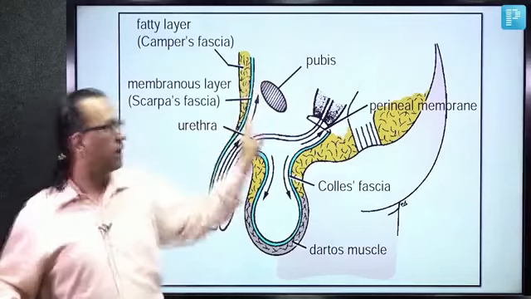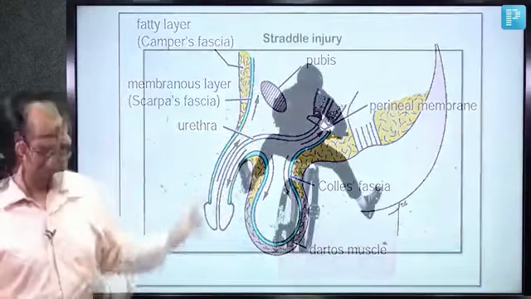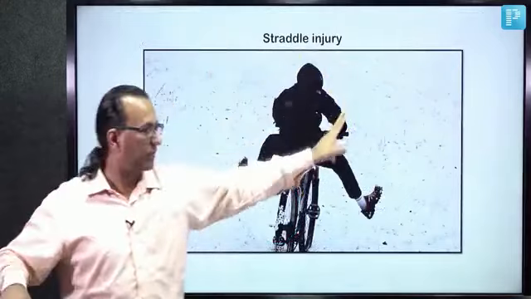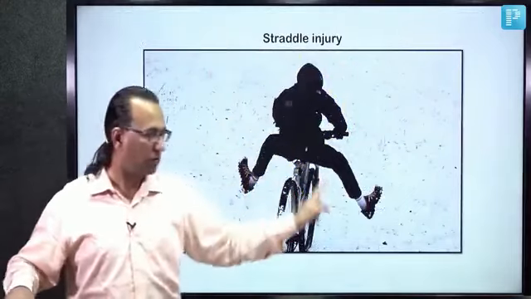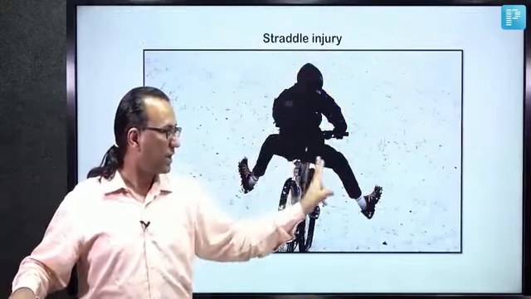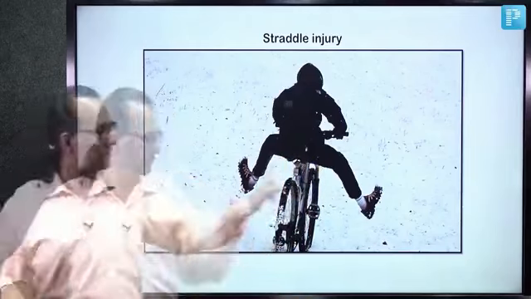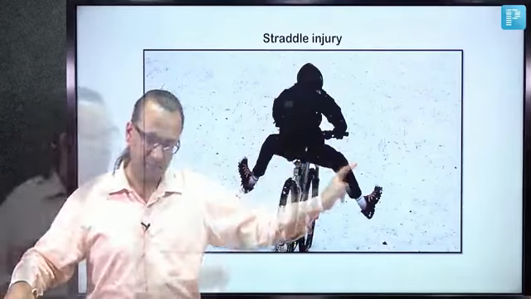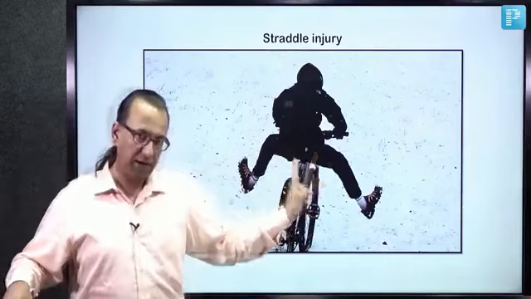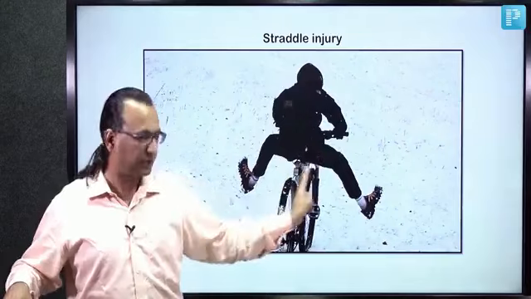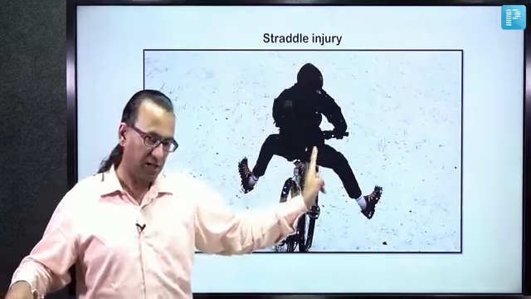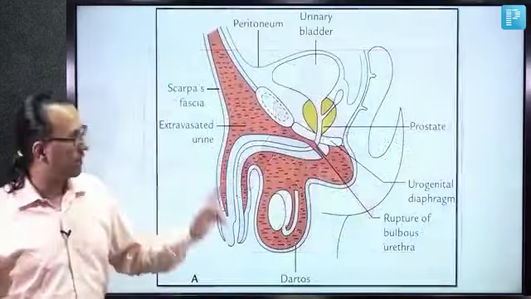Let us look at some detailed diagrams now. It is a case of a straddle injury where somebody is riding a bike on a bumpy road and landing on the perineum, with rupture of the bulbous urethra here. In this case, as you see in the next diagram, the urine will be in the superficial perineal pouch, into the scrotum, penile shaft, and also extending into the anterior abdominal wall, as is evident here.